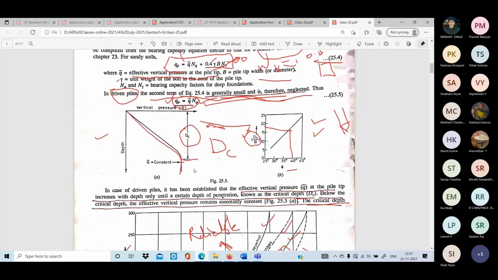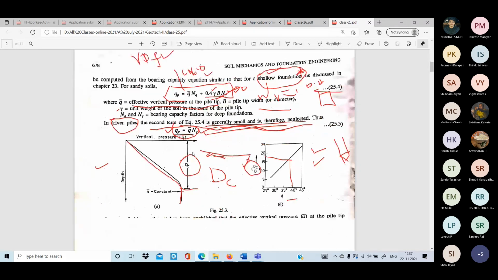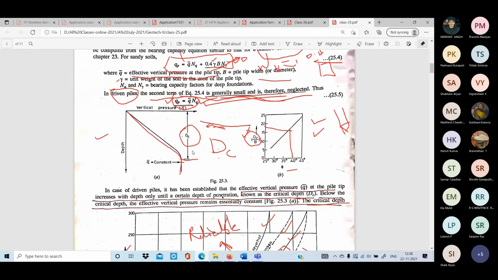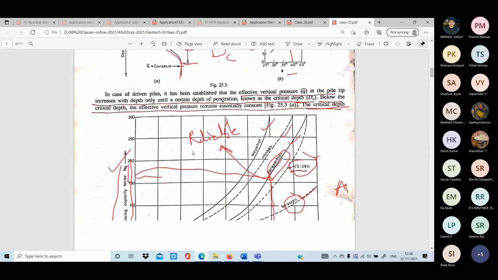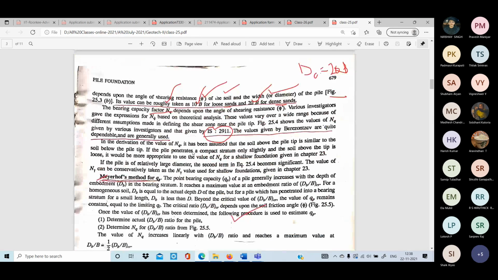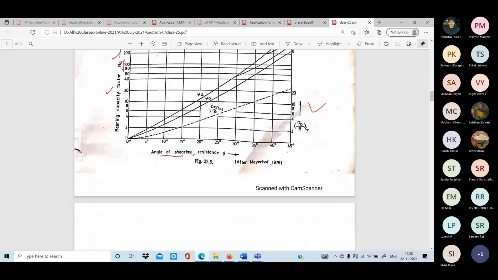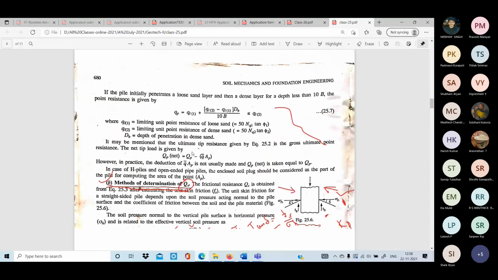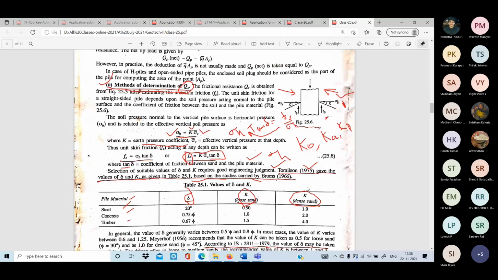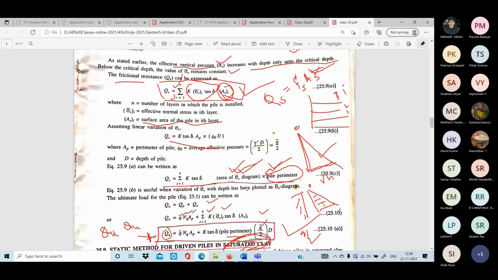We have seen how to find out the factor of safety. And finally we have seen this critical depth. Up to there only the stress is going to increase. After that we assume it constant, and so on. In a similar way we found out Nc, Nq and Nγ. Similarly the surface resistance also we found out, and the delta and K values are given for different materials. Likewise we can find out K tan delta or the area of this particular stress diagram, which is varying from zero like that; one half into base into height you can take it.